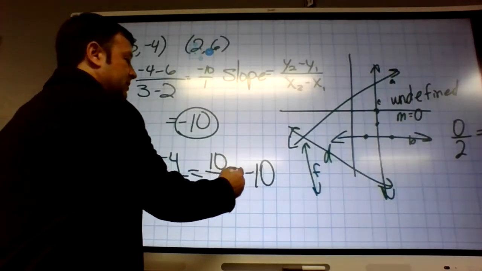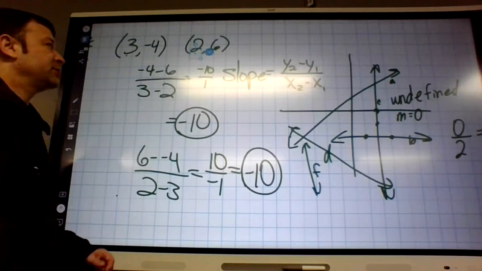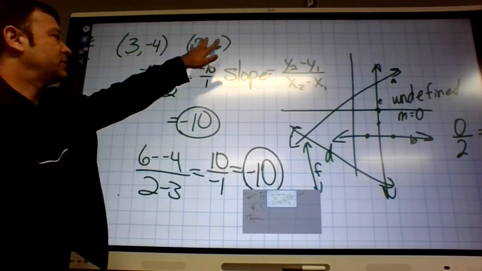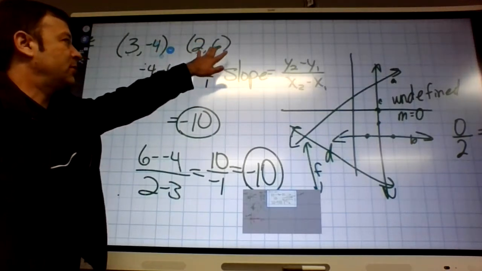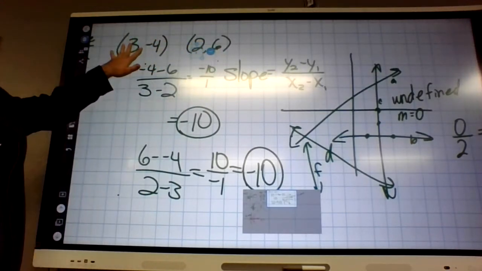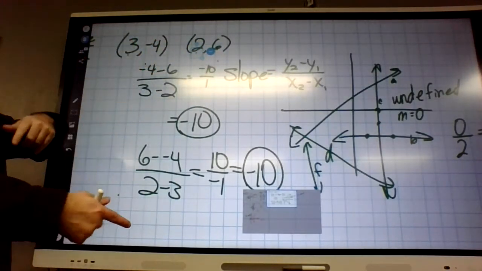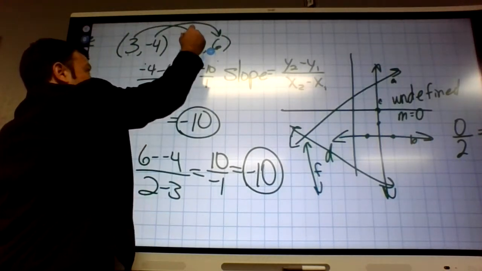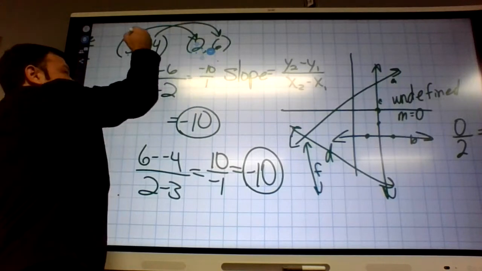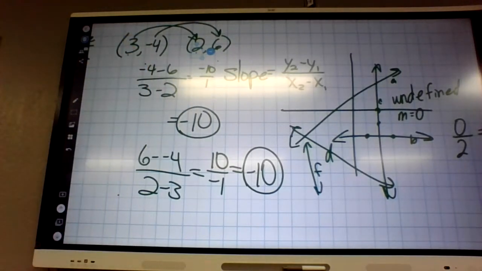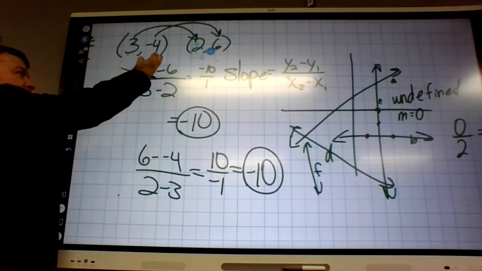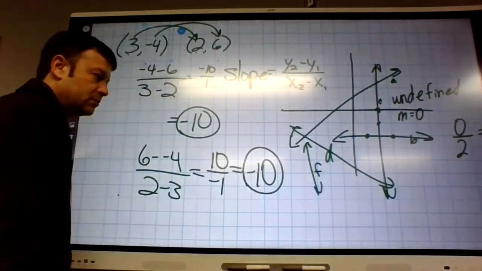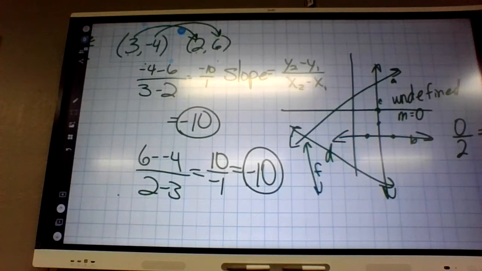So, here's what you can't do. You can't do y1 minus y2 over x2 minus x1. You gotta go the same direction. So if you go like this, you need to go like that. Not like this. If you do this y first, you need to do this x first. That's what I'm saying. Or you'll get the opposite of the right answer.